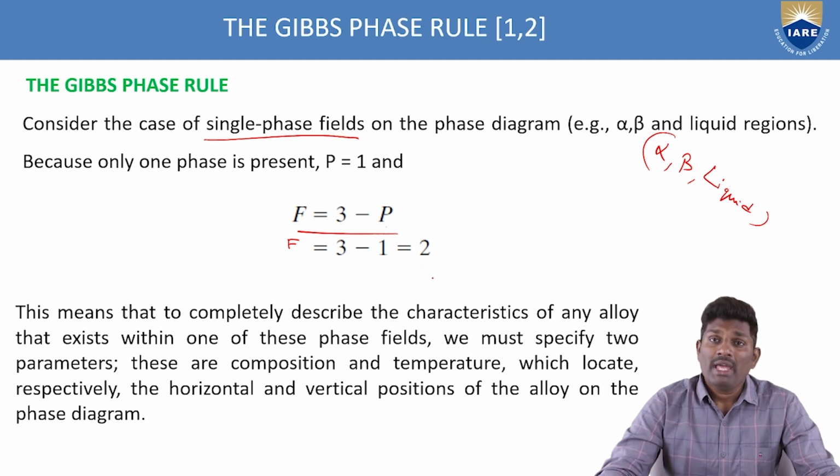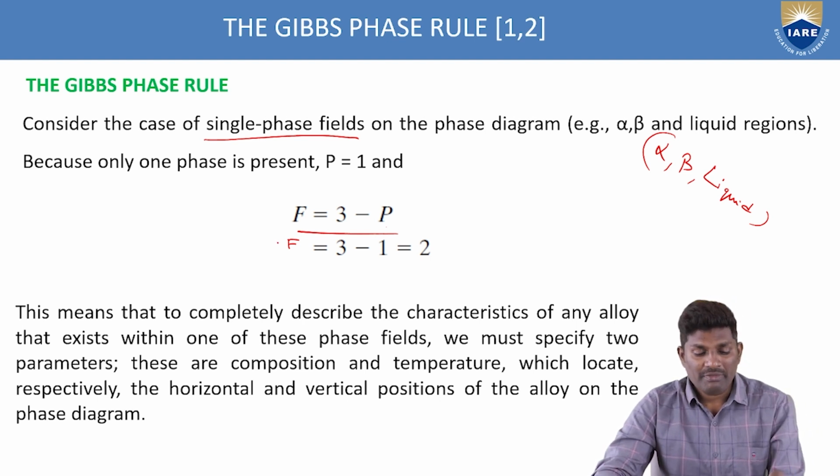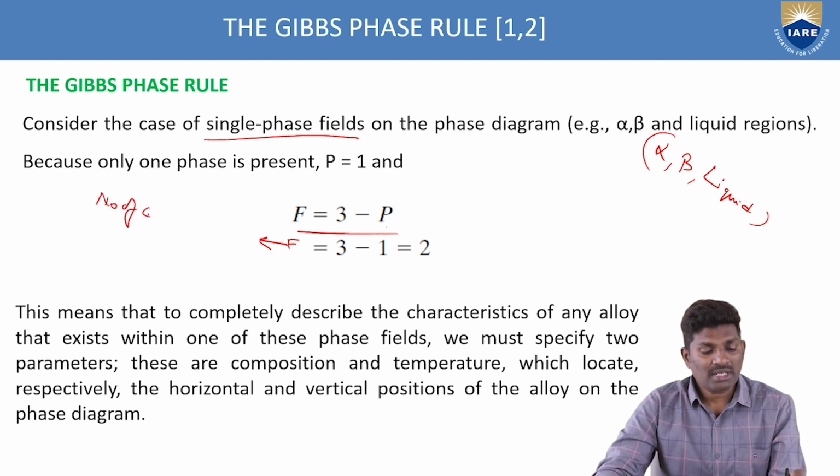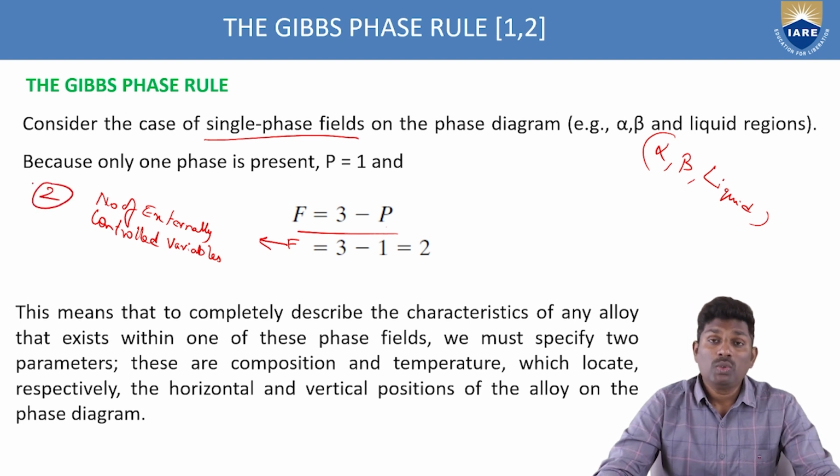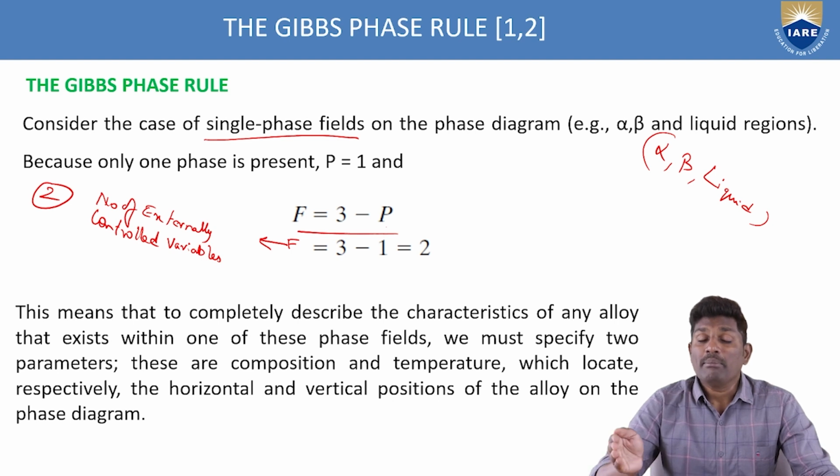Therefore, F is the number of degrees of freedom, or F is nothing but the number of externally controlled variables. So how many externally controlled variables are required here? 2 externally controlled variables are required for a binary single phase system.